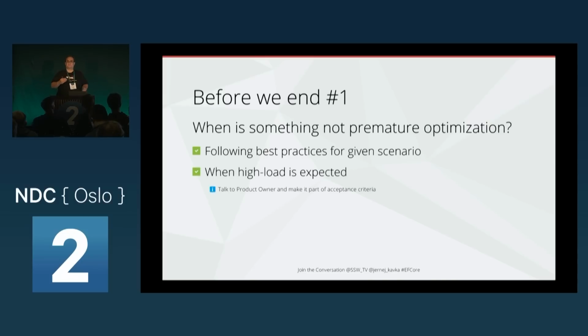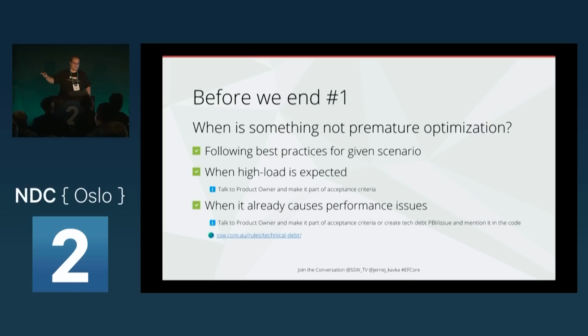And when you have a method, say an endpoint, for instance, that is expected to have high load, and you don't have time to do performance improvements, you should talk to your product owner and say, hey, we either add this to acceptance criteria or we add a new PBI. This is a high load endpoint. It has to be dealt with. It has to be fast.